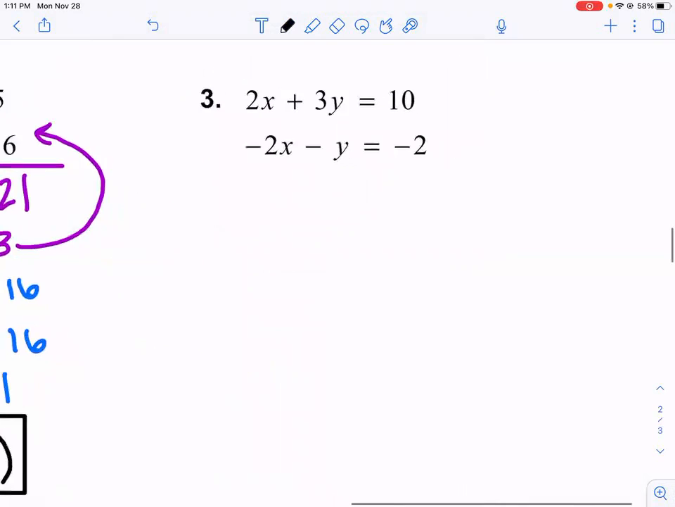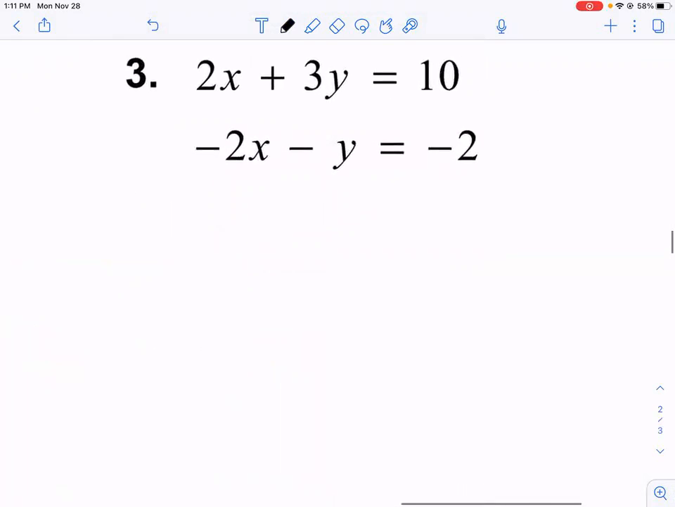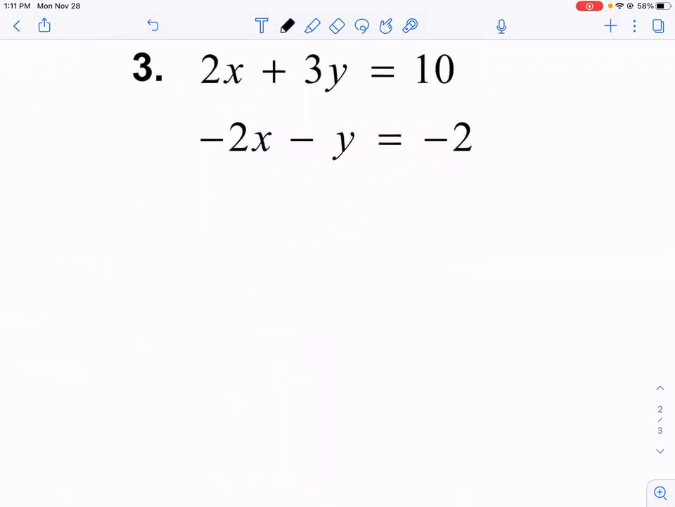Okay. Slide on over to number 3. Do we have opposite coefficients? All right, solve it for me. You can do it without me. Some of you have already started anyway.